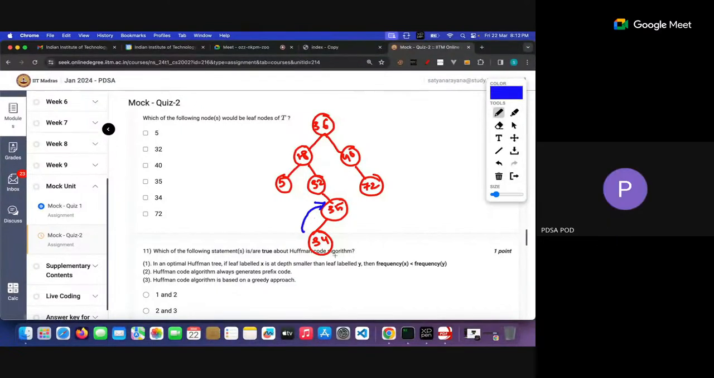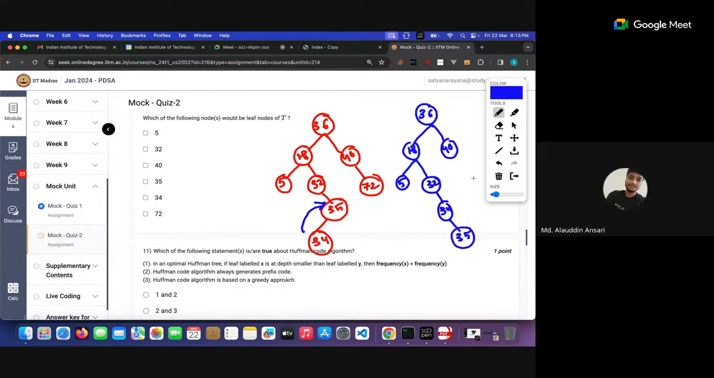After doing this, what does your tree look like? 36, 18, 40, then 5, and 32 is as it is. 34 will come here, and 35 will come here. Is it clear? Of course, 72 is as it is, no issue about 72. Then we have another rotation, the left rotation.